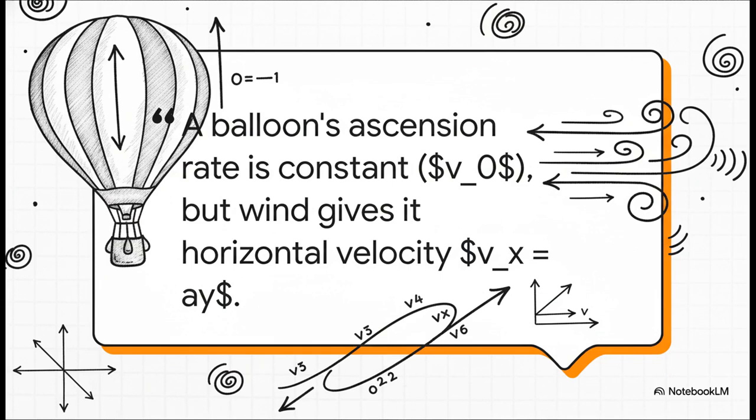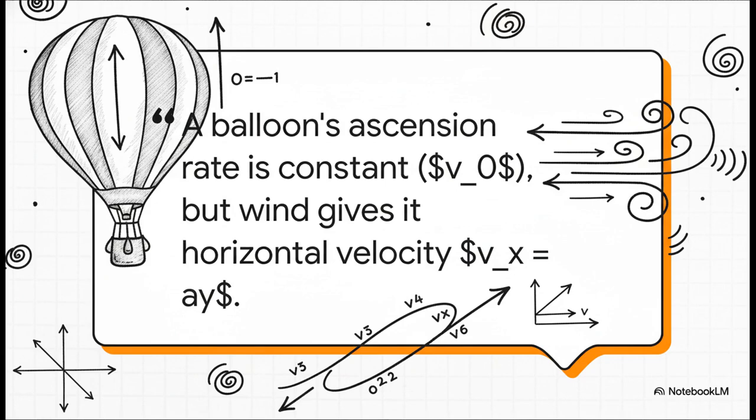All right, so here's the setup. We have a balloon that's rising straight up at a nice constant speed. Sounds simple. But, and here's the twist, there's wind pushing it sideways. And that wind isn't constant. It actually gets stronger the higher the balloon goes. So our job is to figure out two things. First, what's the actual shape of its path? And second, what's happening with its acceleration?